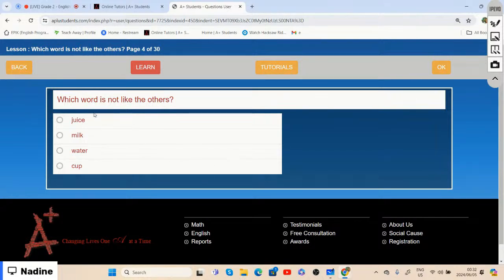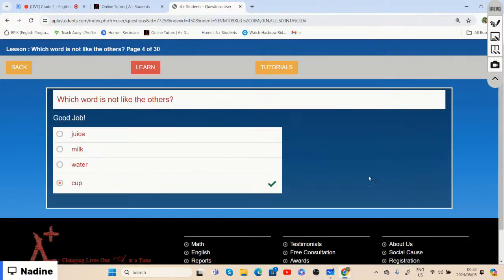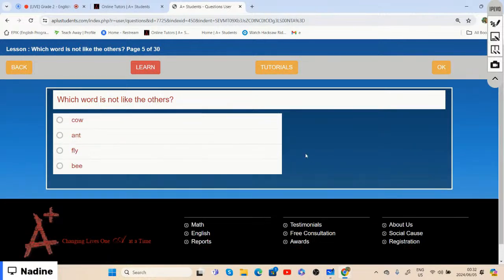All right, and if we were to identify that word that is not like the others, then yes, we would identify cup as not being part of the others, whereas juice, milk, water, right? They are liquids, they are beverages, right? Those three are all part of each other. They are alike. So well done. All right, let's look at another one.